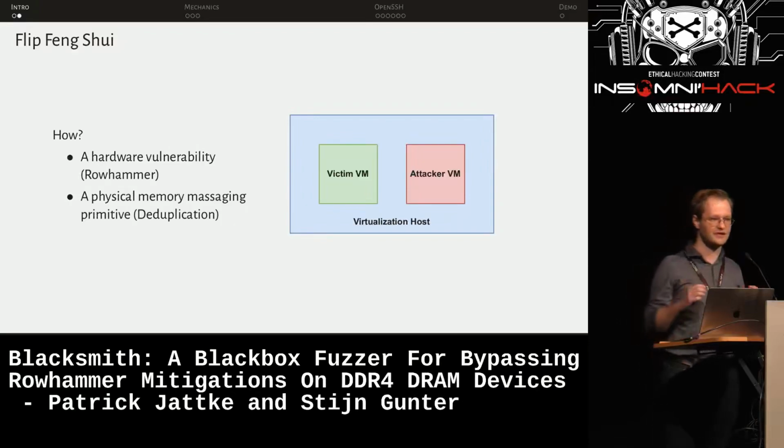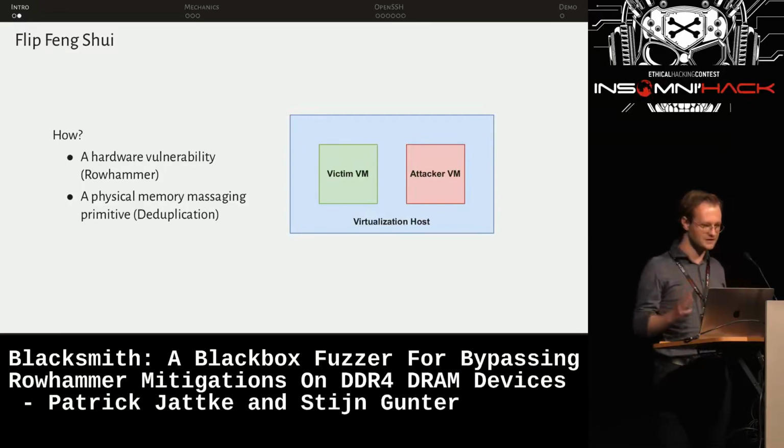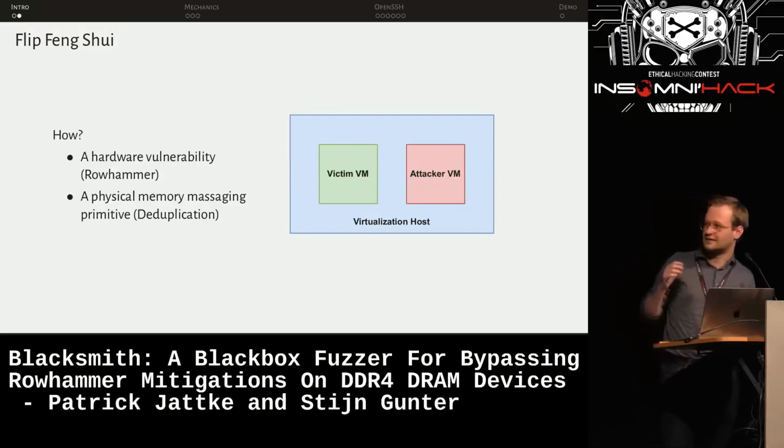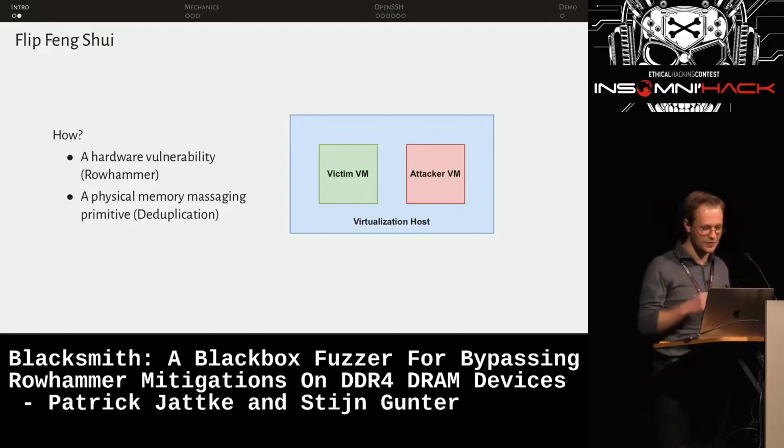Flip Feng Shui presents a more general model in which a hardware vulnerability is combined with a physical memory massaging primitive in order to flip the bit we mentioned. In this presentation, however, we'll be focusing on just one specific instance that's also highlighted in the paper. We're going to use Rowhammer as the memory glitch, and we're going to see a technique called deduplication as the memory massaging primitive.